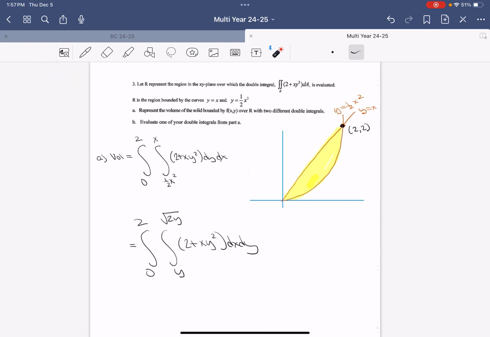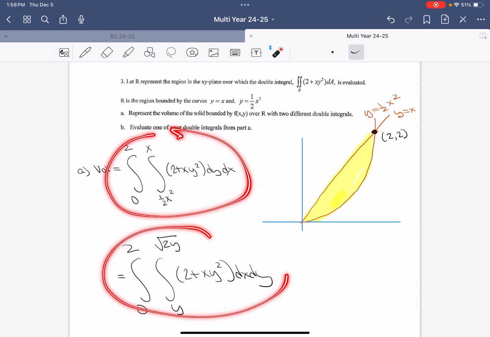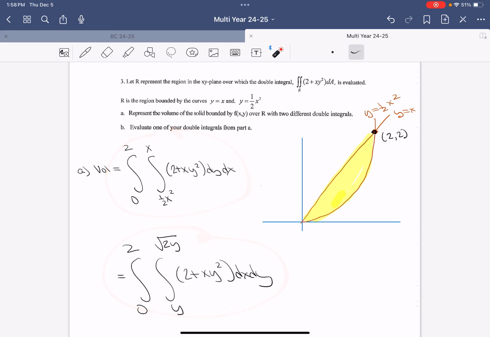Okay? Question number 3. First of all, here is the region. Here are my two double integrals. Pretty straightforward. Notice I did not do this, because I'm going to just say I don't need to.